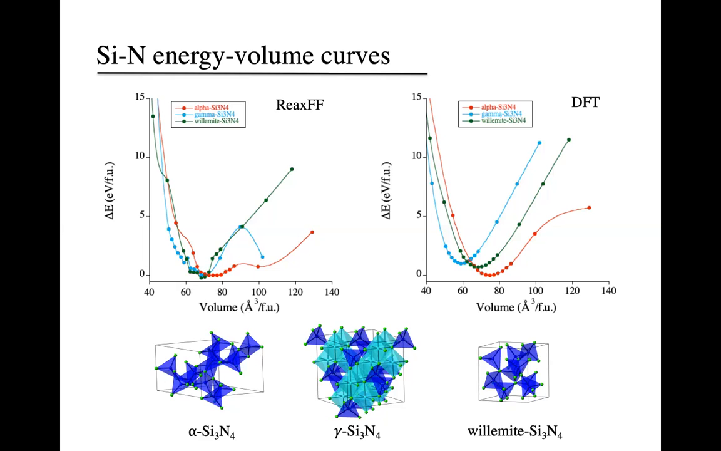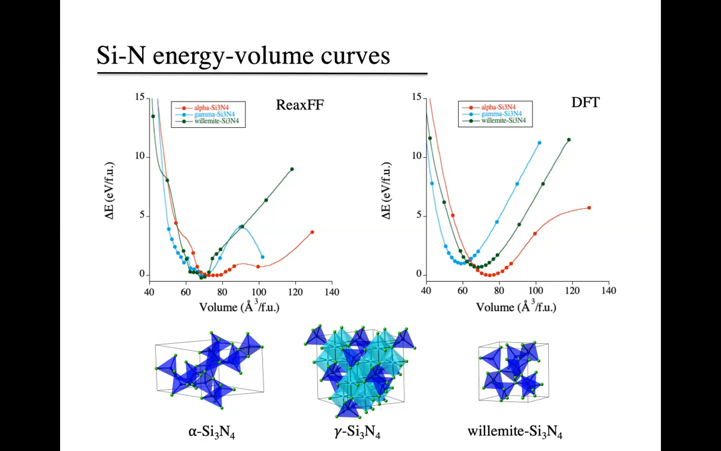Alpha silicon nitride is an ambient pressure phase of silicon nitride, while gamma silicon nitride is a high density, high pressure phase that was only first synthesized 20 years ago. Meanwhile, willemite silicon nitride is a high density, hypothetical polymorph of silicon nitride. These energy volume curves are all relative to the lowest energy structure of alpha silicon nitride.